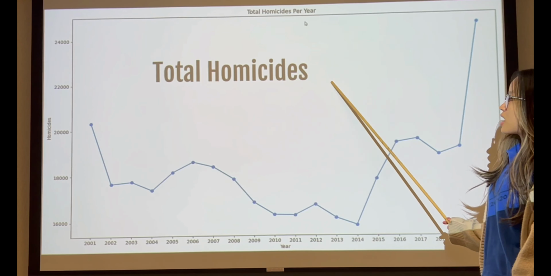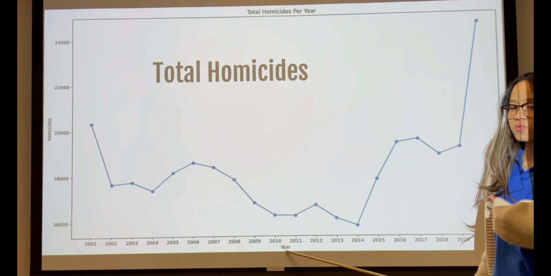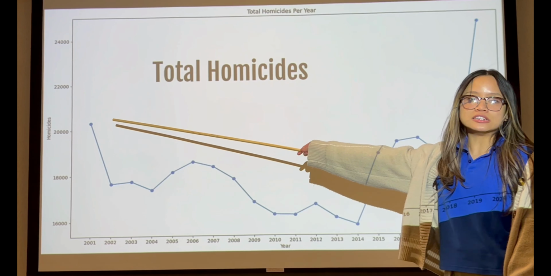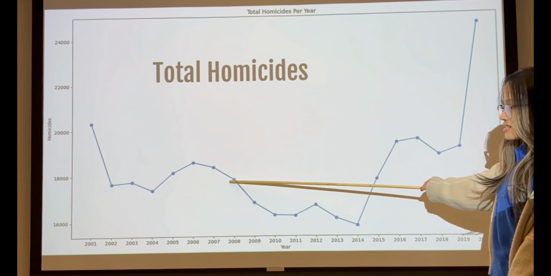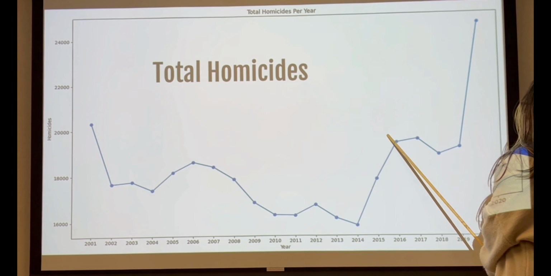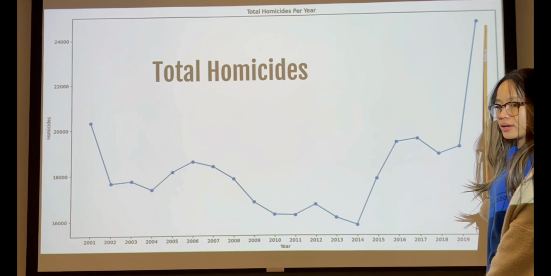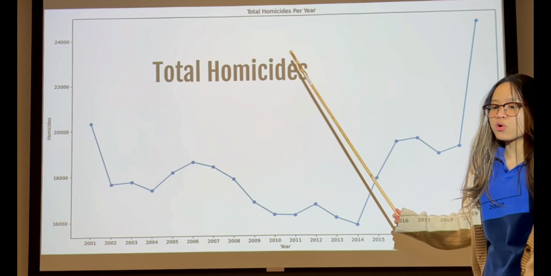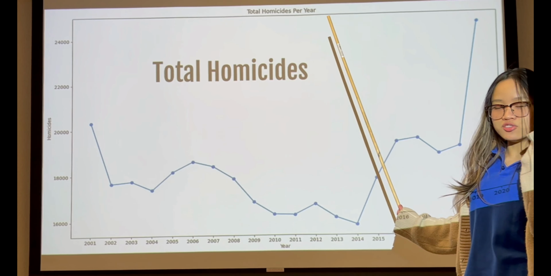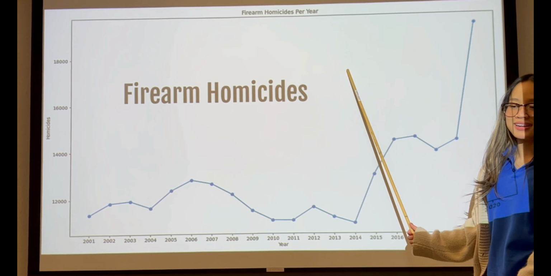Next, let's take a look at homicide rates. Homicide rates have varied over the past 20 years, started off high in 2001 and slowly declined. In 2014, it started to rise again, and it really jumped from 2019 to 2020. The large increase in total homicides can be attributed to the rise of firearm homicides.